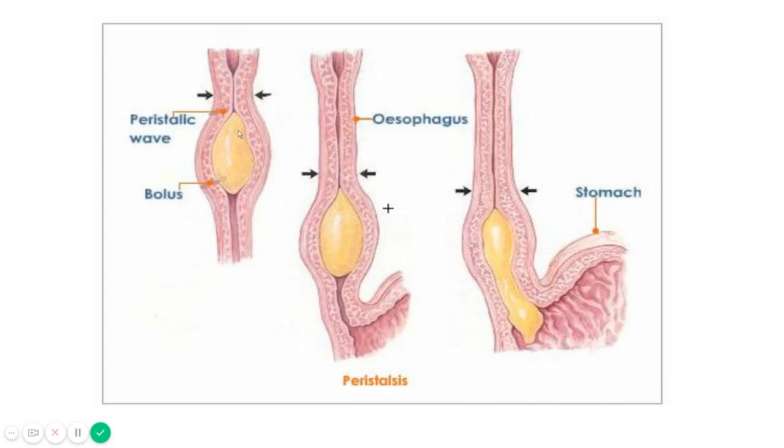As you can see here, this is the contraction and this is the relaxation of the muscle. Then again the contraction and relaxation. So it is a wave of contraction and relaxation, thus moving the bolus towards the next part of the alimentary canal. Peristalsis starts from the esophagus to the stomach and then along the whole alimentary canal.